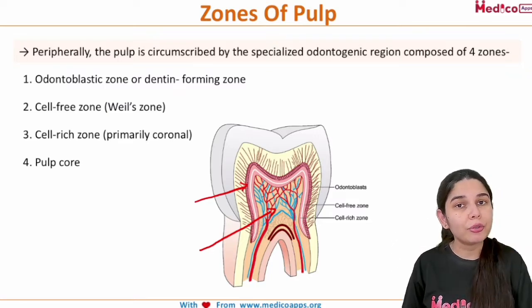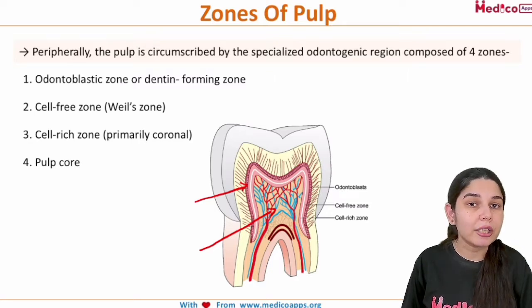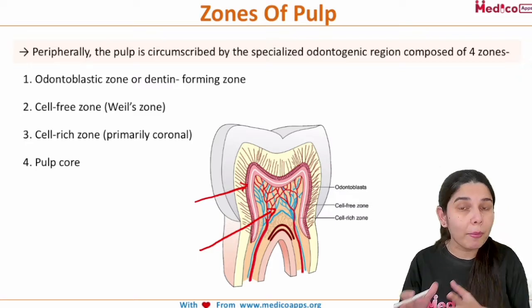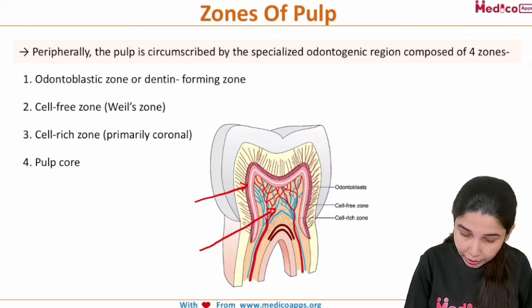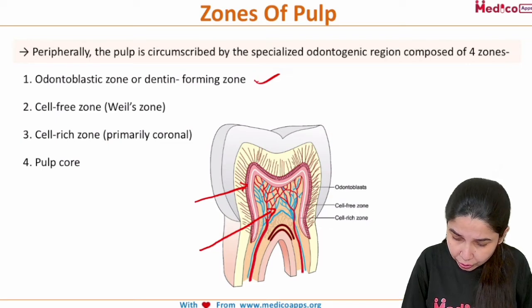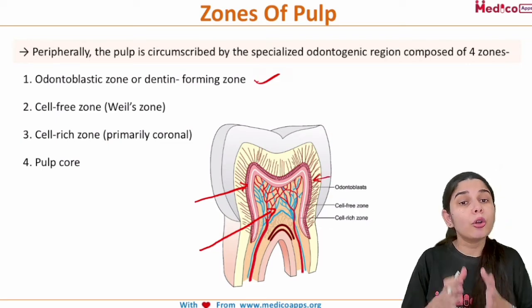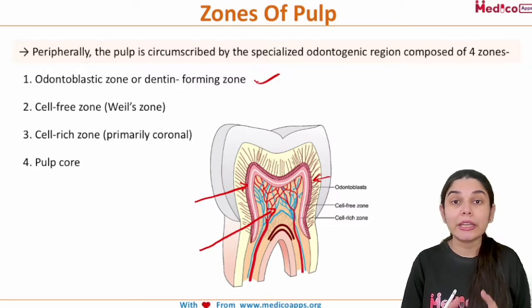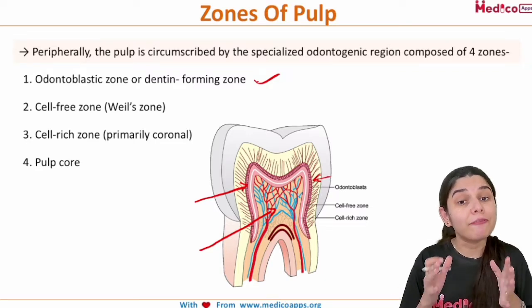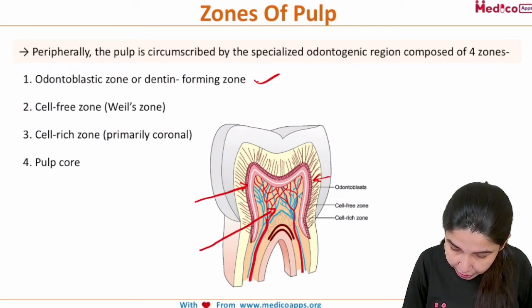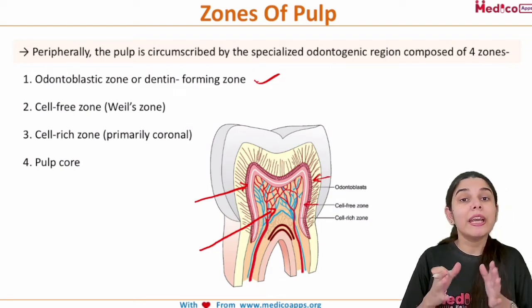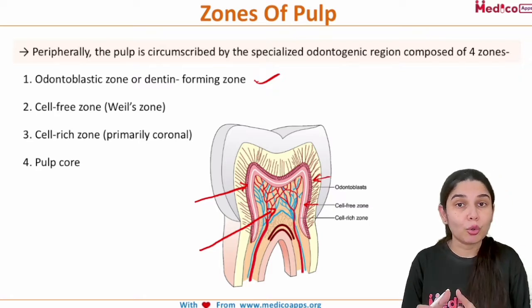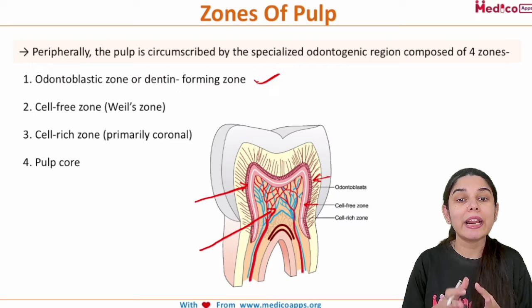And how we are going to divide it? So we are going to divide these 4 zones as the odontoblastic zone or the dentin forming zone, that is the first zone. Okay, this is the first zone. The first layer you are seeing here is the odontoblastic zone or the dentin forming zone. The second zone here is the cell free zone or Weil's zone. The second portion here you are seeing, this pinkish portion, is the second zone, that is the cell free zone or the Weil's zone. And the third zone is the cell rich zone.